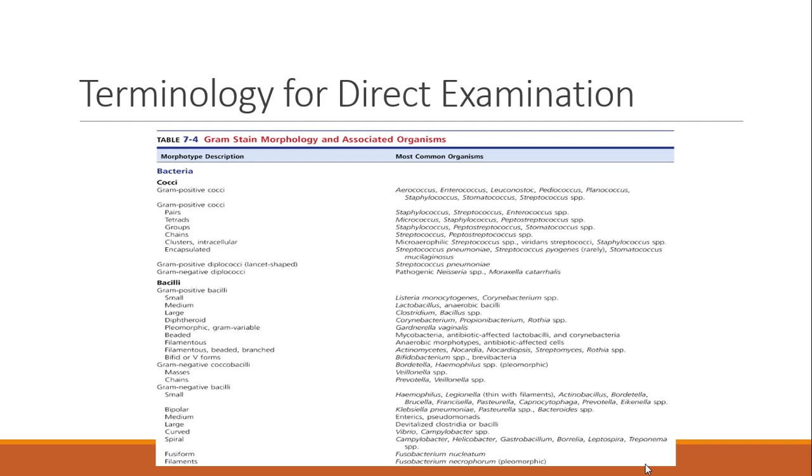Let's see, what does it have here? It says microaerophilic Streptococcus, viridans strep, and Staphylococcus. I want you guys to think of staph: clusters, staph; chains, strep. Okay? All right.